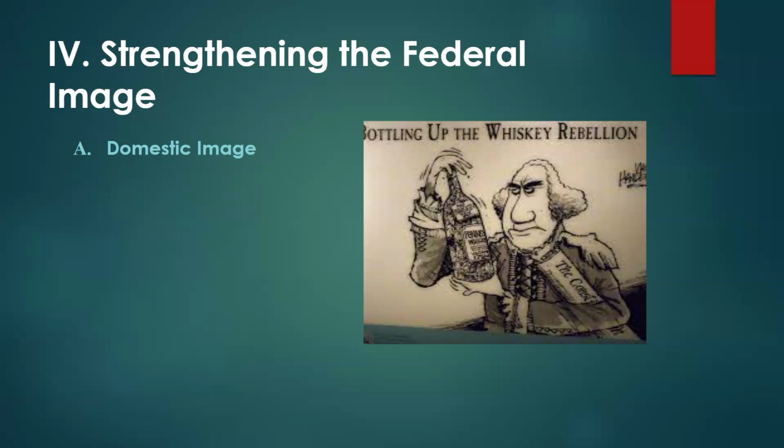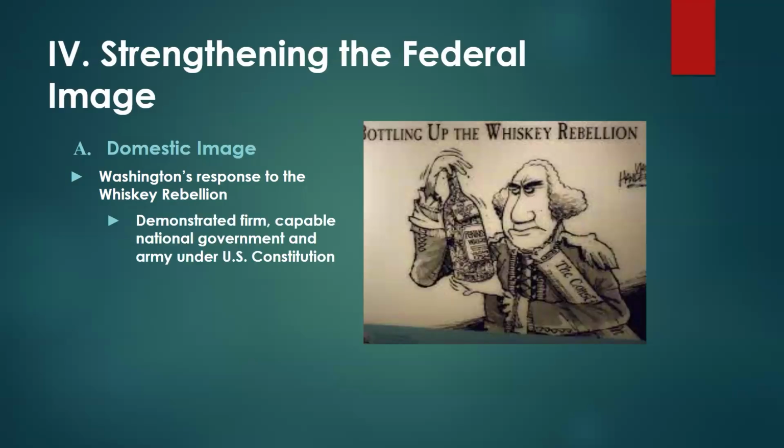Let's take a look at how they worked on strengthening their federal image, which was very weak by the time the republic was up and running following the years of the Articles of Confederation. So, of course, we've seen already Washington took a pretty firm stance against the Whiskey Rebellion. That was certainly one step in strengthening the domestic image, showing that this federal government was capable of dealing with rebellions and shutting them down. All right, demonstrating a pretty capable national government, much more firm, much more powerful now here under the U.S. Constitution.